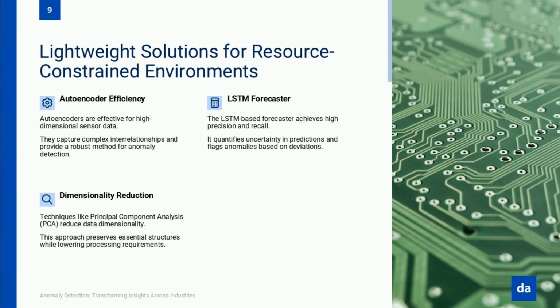One of the most promising lightweight approaches is the LSTM-based forecaster with stochastic dropout. This architecture achieves impressive performance metrics, a precision of 0.74 and recall of 0.85, while requiring only a fraction of the computational resources needed by heavier models. The key innovation lies in its use of stochastic dropout, which serves dual purposes. During training, dropout prevents overfitting by randomly deactivating neurons.